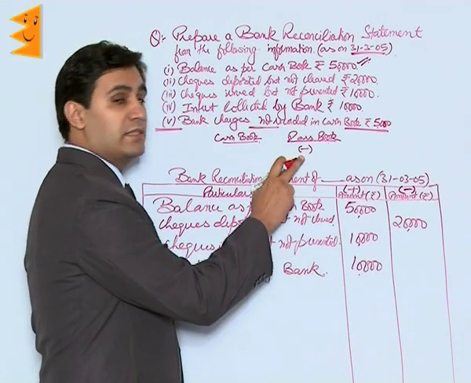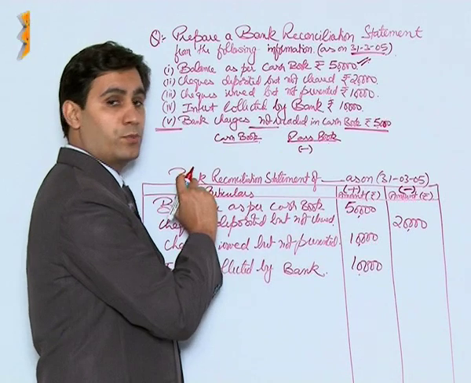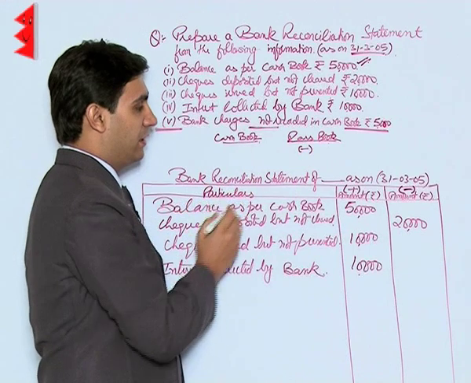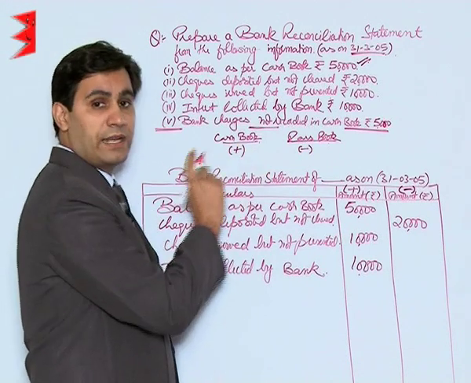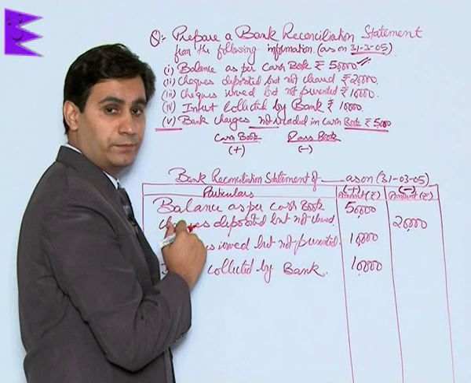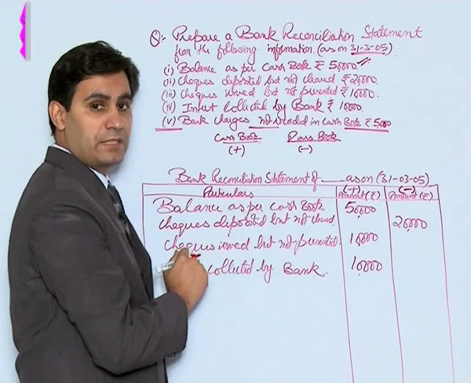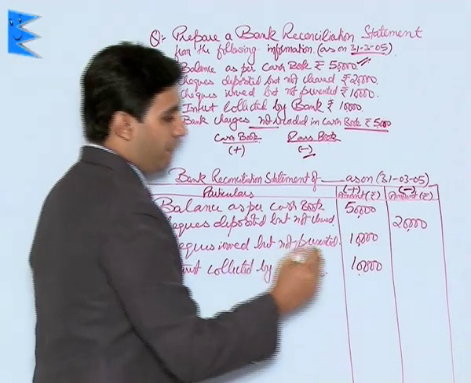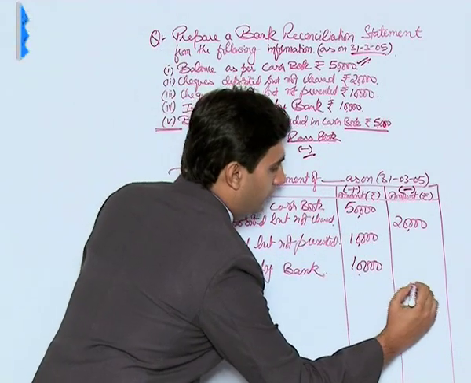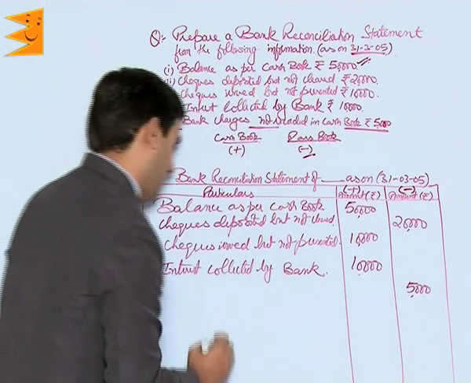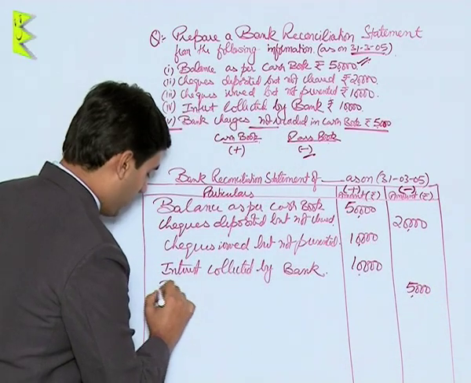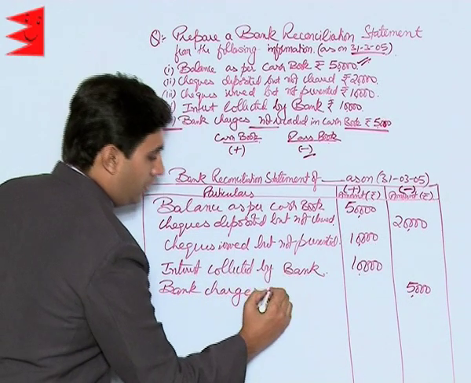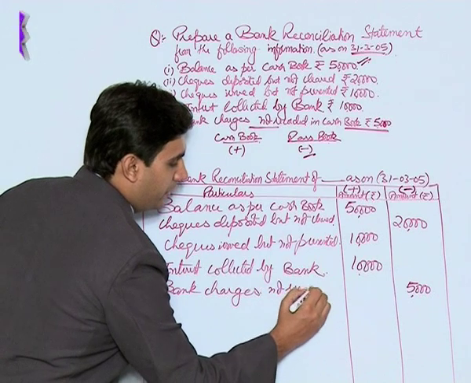So the passbook balance is reduced as compared to the cash book. So since it is reduced in comparison to the cash book, a minus sign appears here and the cash book balance is higher as compared to the passbook, a positive sign here. We are required to find the balance as per passbook, which is showing a negative sign here. So the amount will appear on the negative column, 5,000, that is bank charges not recorded in cash book.